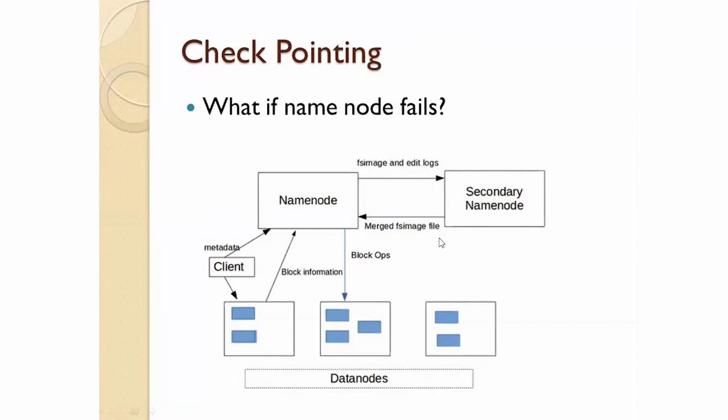So this mechanism is called checkpointing in Hadoop. So if the name node fails, checkpointing comes to the rescue, and still the Hadoop system will work properly. So this is pretty much the architecture of Hadoop. We have the name node, the secondary name node, and these are the data nodes.